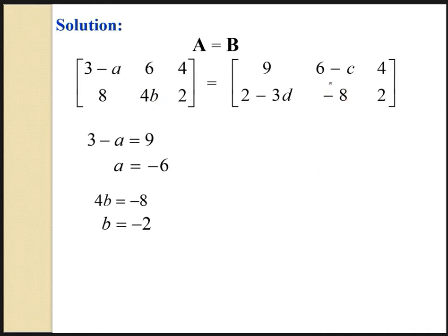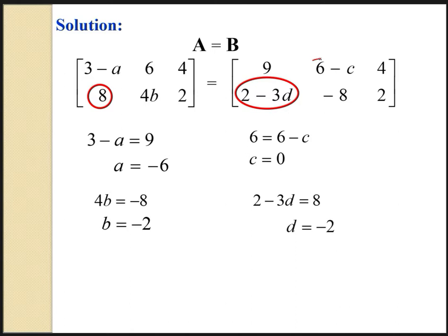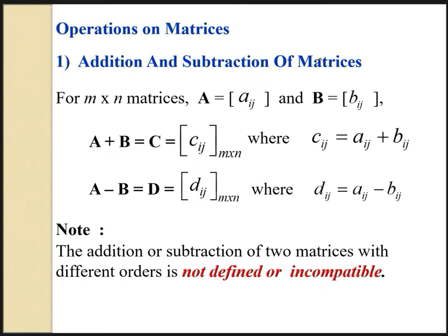Next, your C is situated here in the first row and second column of matrix B. Then look at matrix A. We have to look at the first row and second column as well. We compare those values and you find your C is equal to 0. Next, your D is in the second row and first column of matrix B. Compare it with the second row and first column as well for matrix A, and you get your value of D, which is -2.